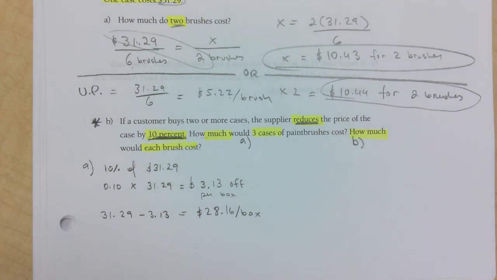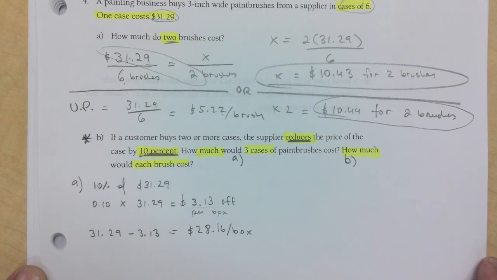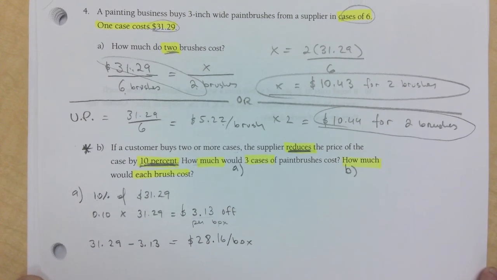Okay, so write this down. We find 10% by multiplying. We get that it's 3.13 off for every box. We subtract the discount. Yeah, yeah, I'm slowing down.